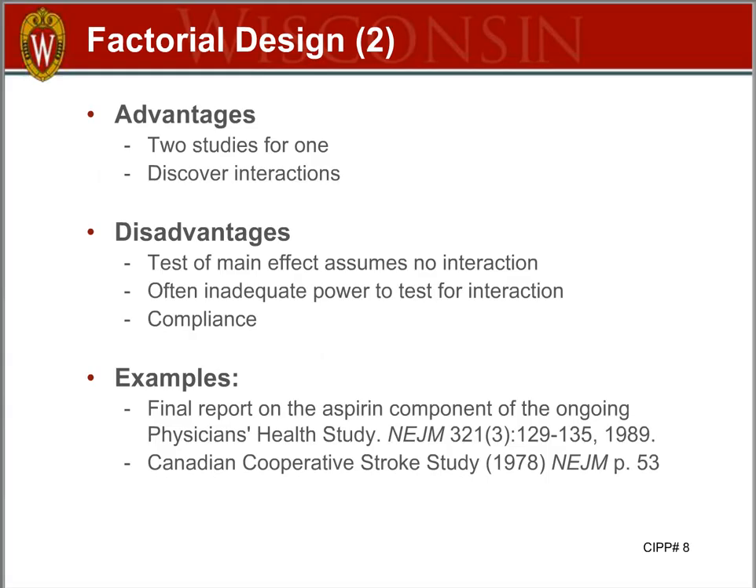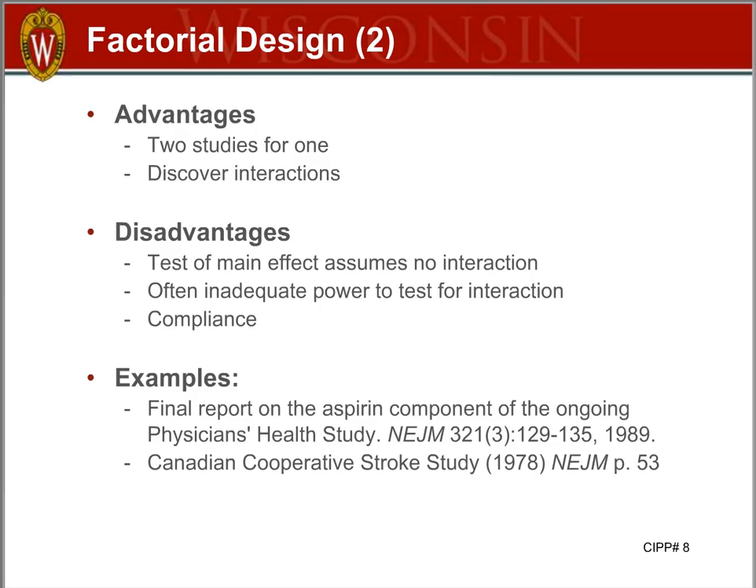Factorial designs have the advantages of 2 studies for the price of 1, which I've already described, but assume that there are no interactions. That discovery may be important, but it also may compromise your ability to compare treatment A versus placebo or treatment B versus placebo. One of the problems is that we don't have a very sensitive way of testing for the interaction. So, in some sense, it's better that you have some outside information that says this is not a likely mechanism.